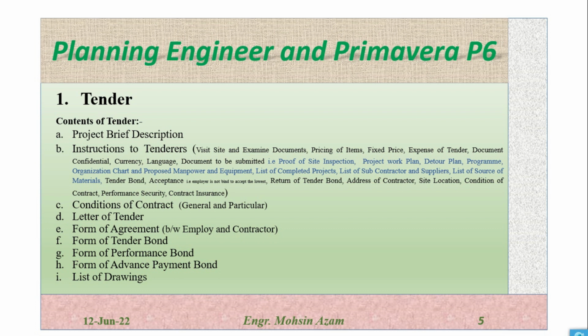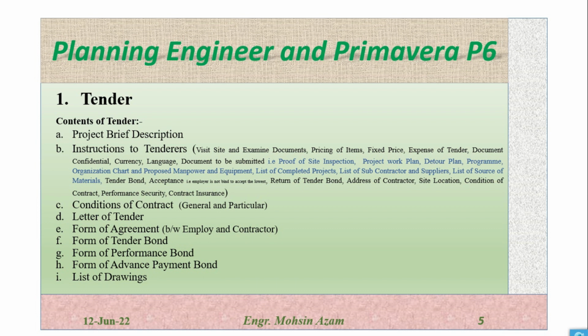Program: they have to submit the program of how they will execute the project. Organization chart: what will be the organization, or the hierarchy, of the project personnel involved from the contractor side. And the proposed manpower and equipment, which are the manpower and equipment that will be involved on the site. List of completed projects means the projects completed by the contractor. List of subcontractors and suppliers, and list of sources of material.